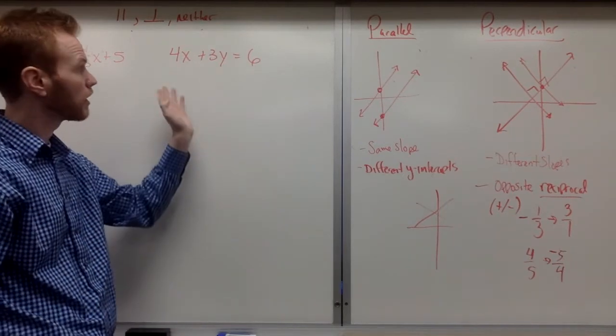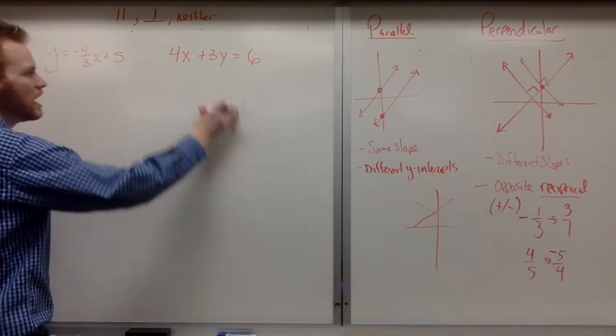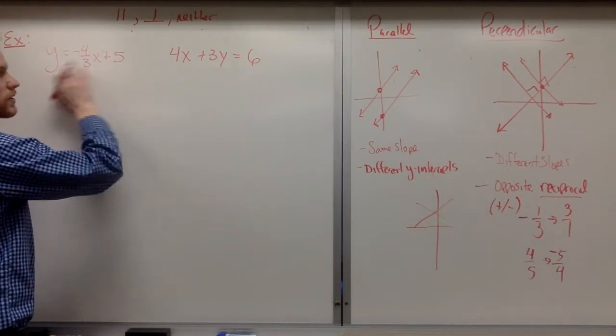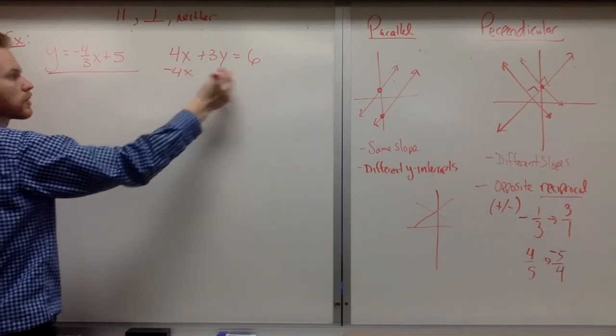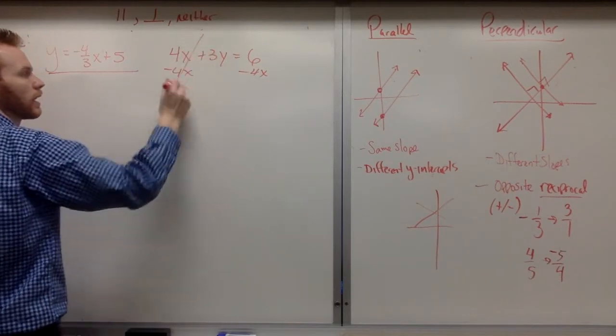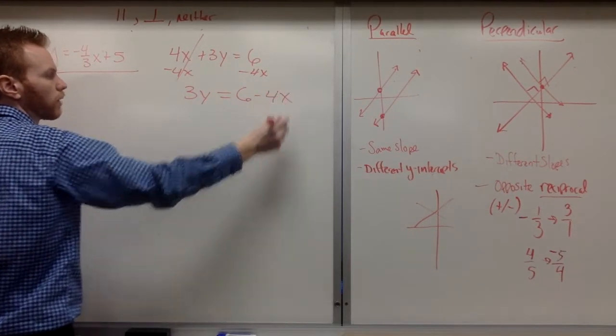Let's go ahead and do that. By the way, this is standard form, if you didn't know. I'm going to solve this for y, because I like this equation. So over here, I'm going to subtract 4x from both sides. That cancels. 3y equals 6 minus 4x.